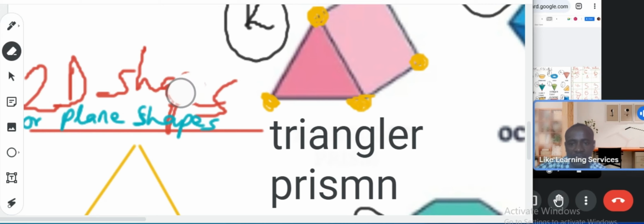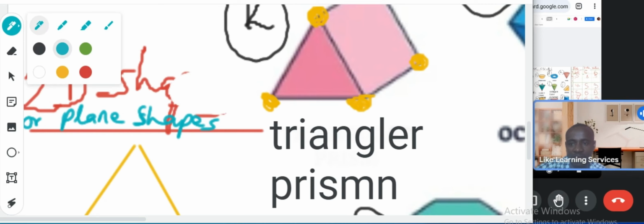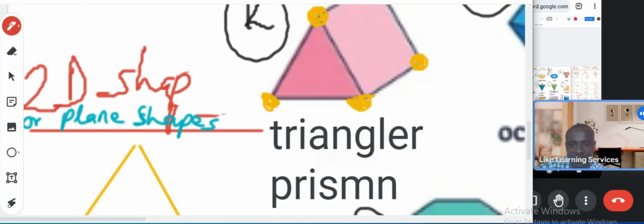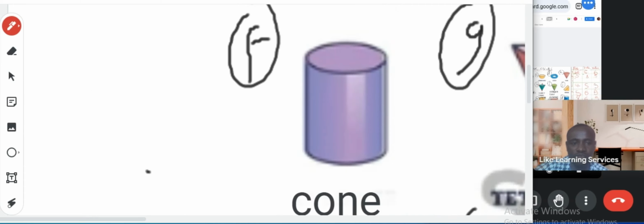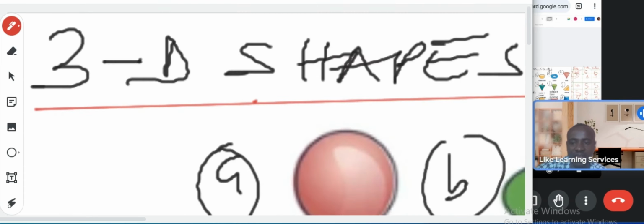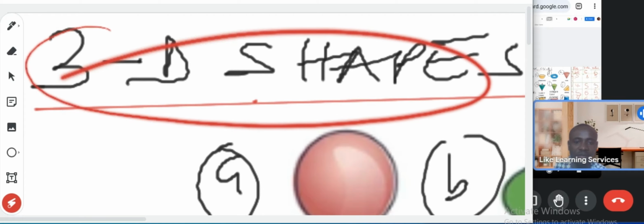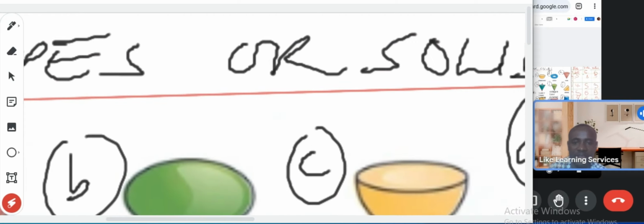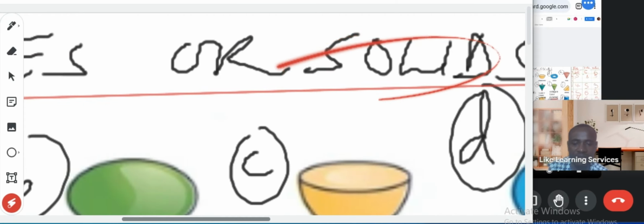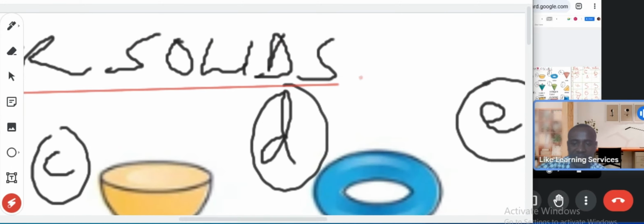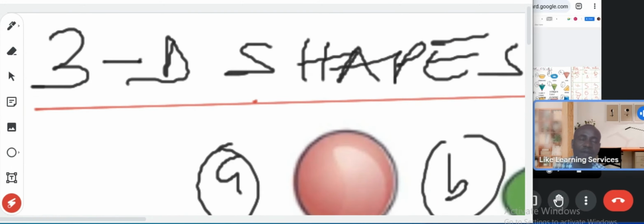But 3D shapes are solids, right? You can touch and feel it because it's a solid. 2D shapes are plane shapes, only two dimensions. The D stands for dimension. But 3D shapes are solids. Anything that is in the form of a solid is a 3D shape, three dimensions. You have thickness, height, width.